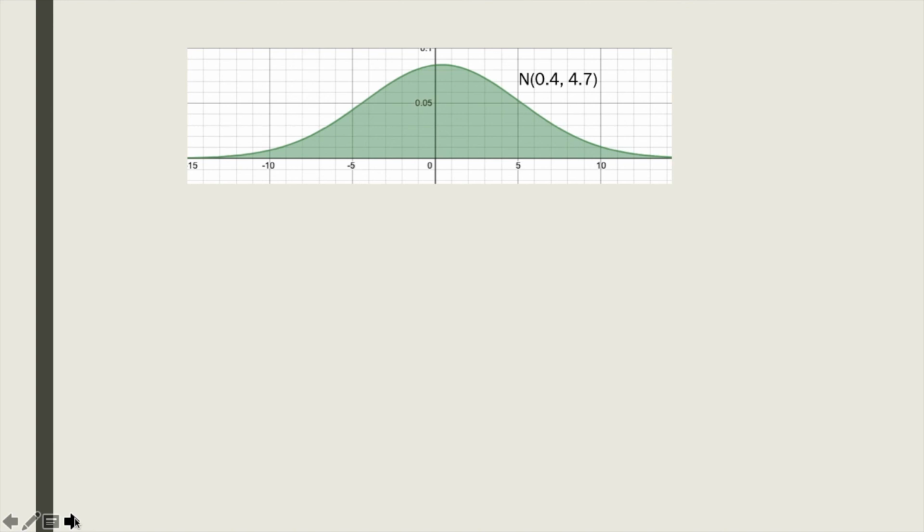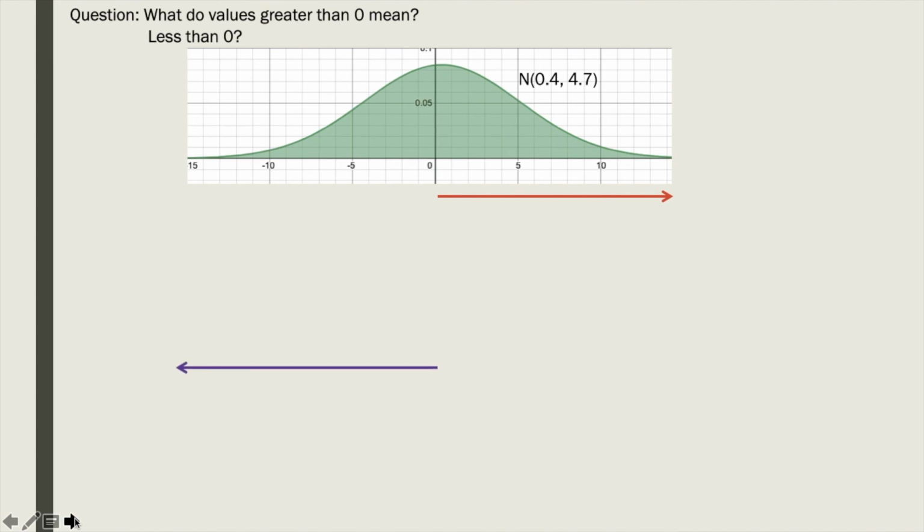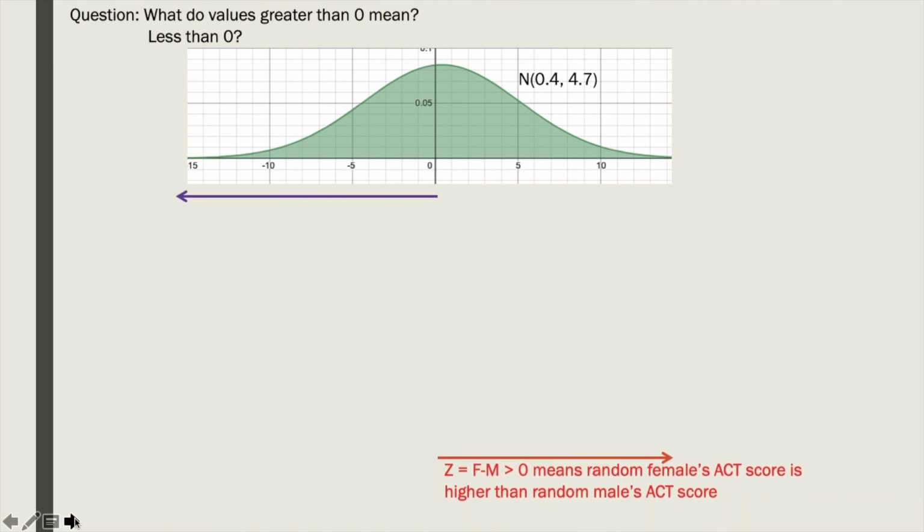So I have this distribution. Here's a question. On this distribution representing differences of female minus male scores, what do values greater than 0 mean? And what do values less than 0 mean? So take a minute, pause the tape, and just contemplate that. Think about this. So what do values greater than 0 mean? And what do values less than 0 mean on this distribution?